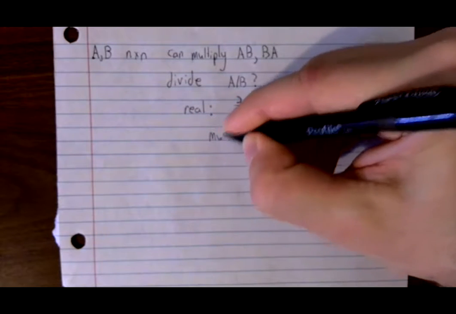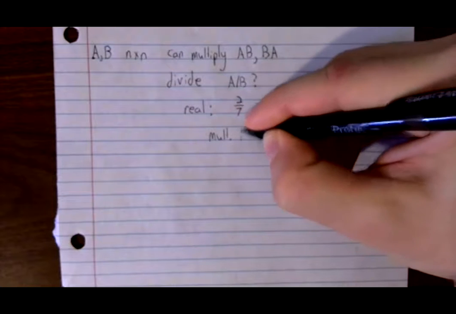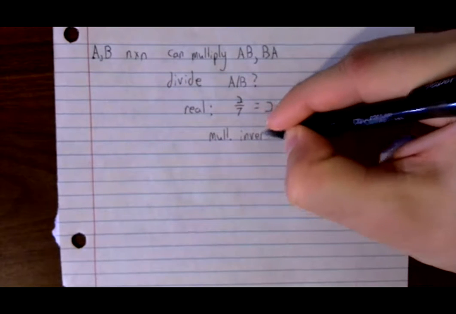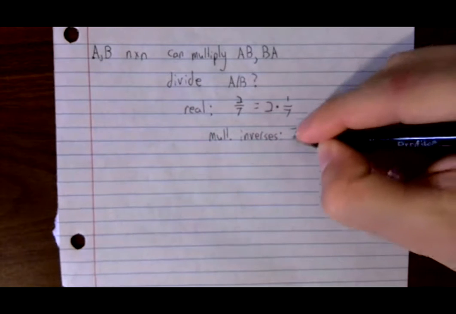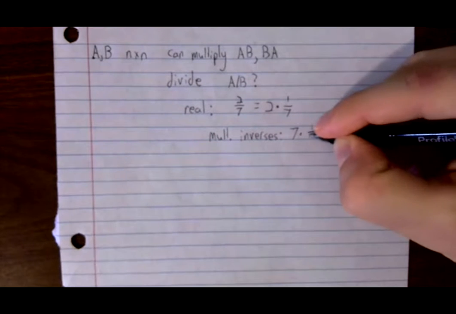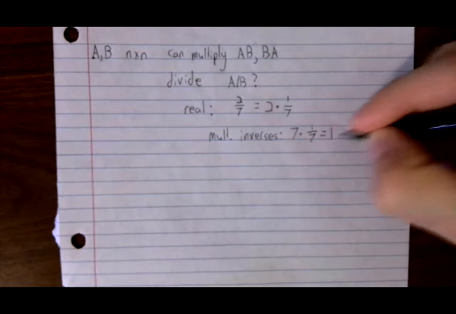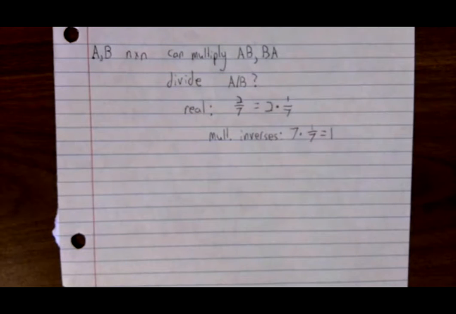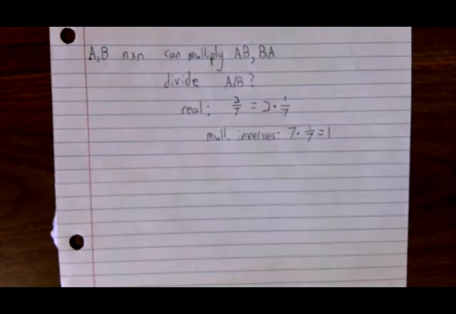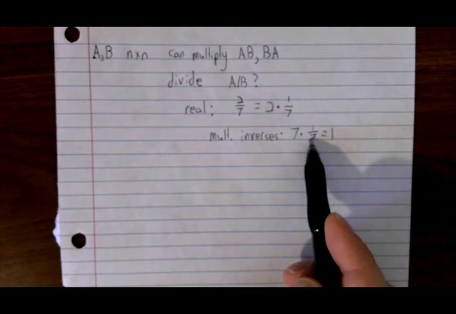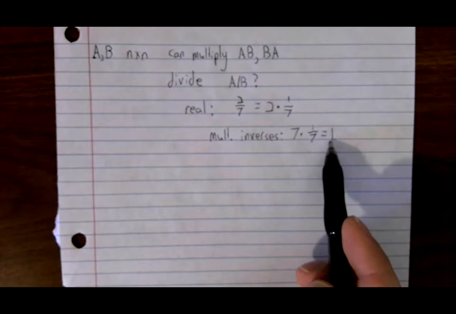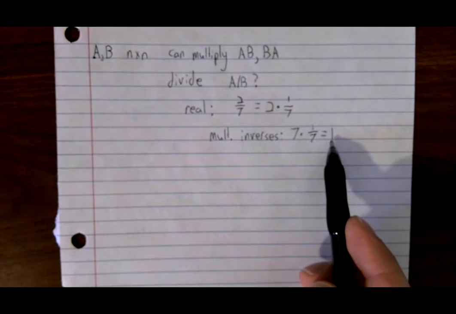Remember that two numbers are multiplicative inverses if their product is 1. And we do have multiplication for matrices. And we have an identity matrix which acts like 1.